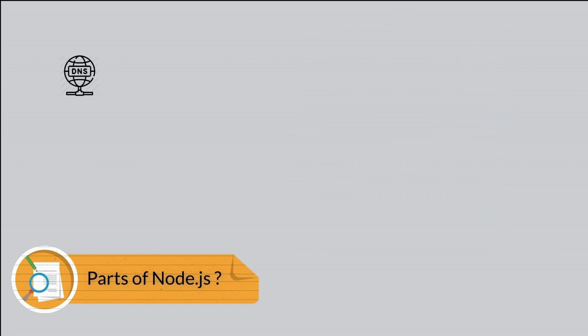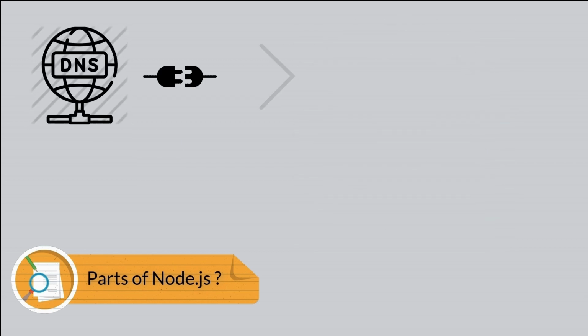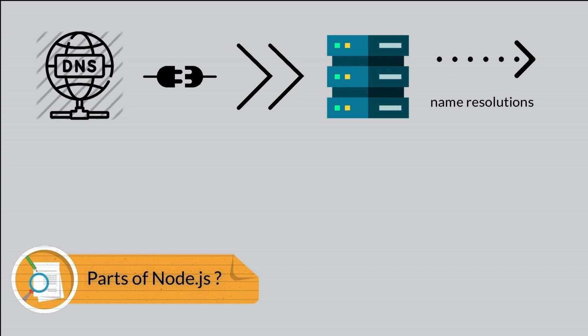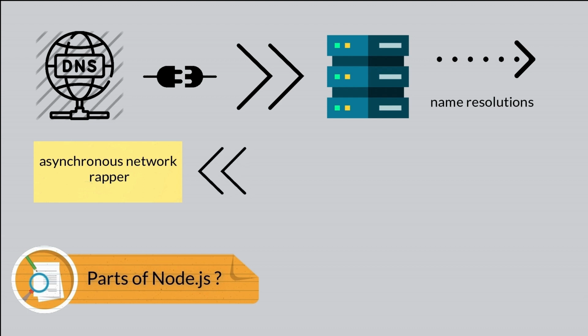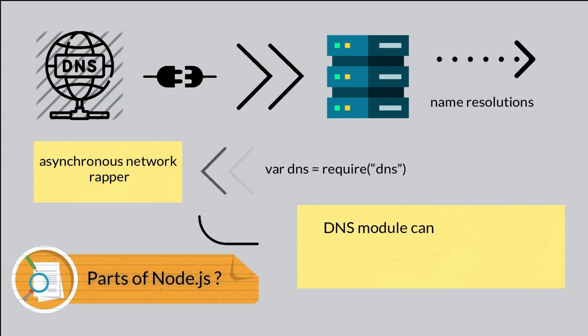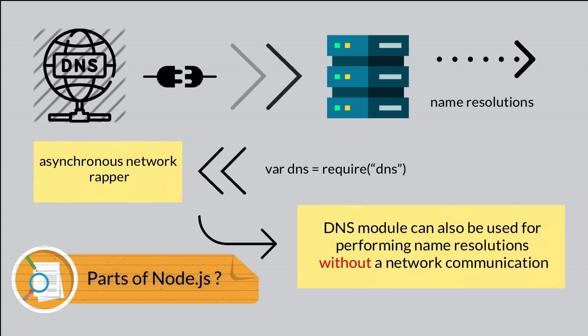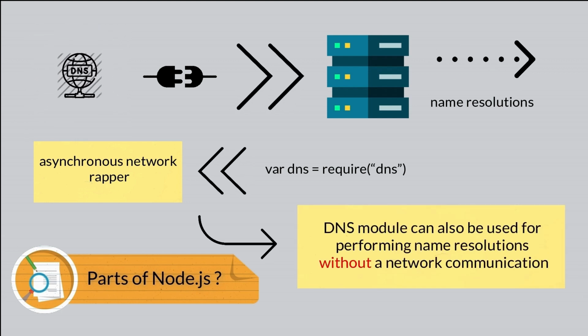DNS. The DNS module is used to connect to a DNS server and perform name resolutions. This module includes an asynchronous network wrapper, and it can be used and imported by using the following syntax. Additionally, DNS modules can also be used for performing name resolutions without a network communication.